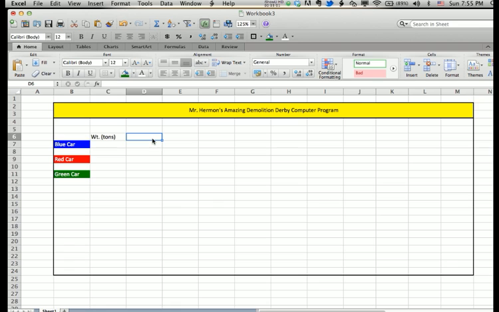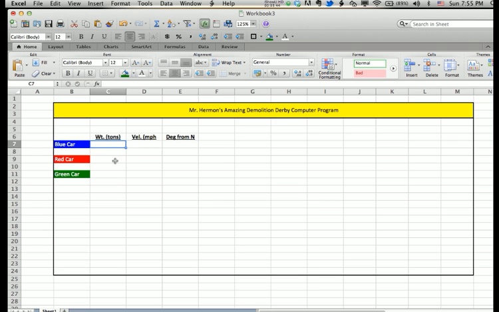So weight in tons, velocity in miles per hour, and degrees from north. Go ahead and center those. Where's bold? Bold that. Maybe underline. Okay. All right. So there's only 9 cells that the user is going to enter stuff in.